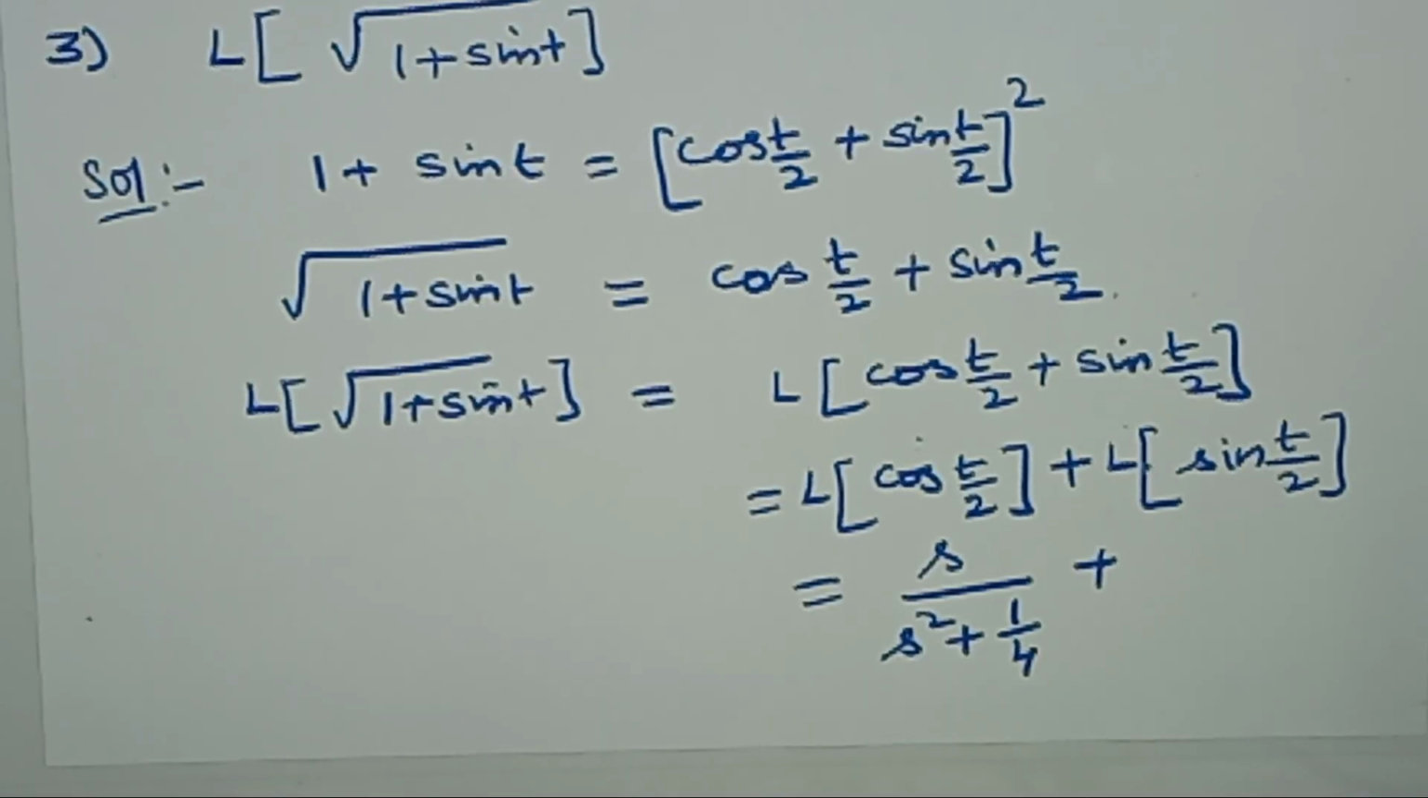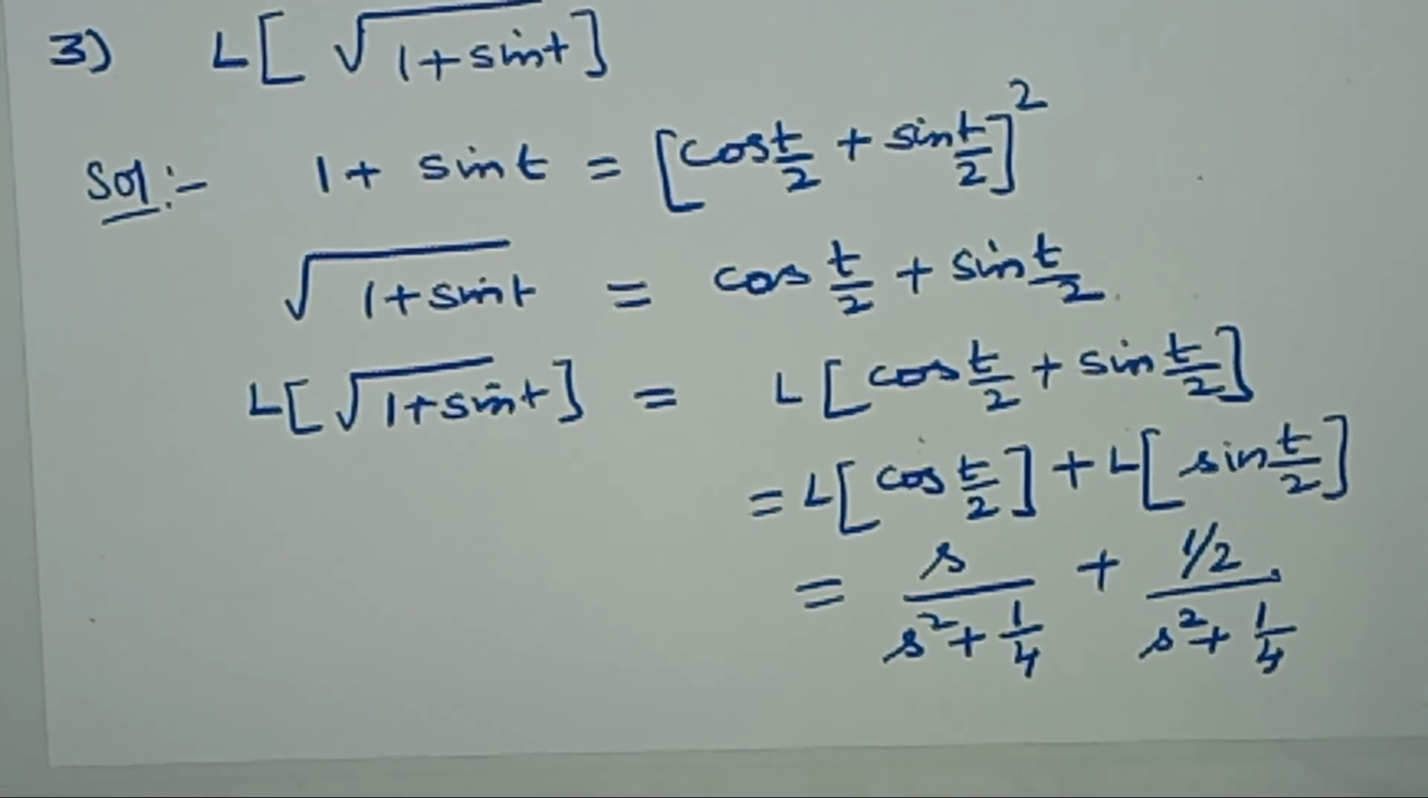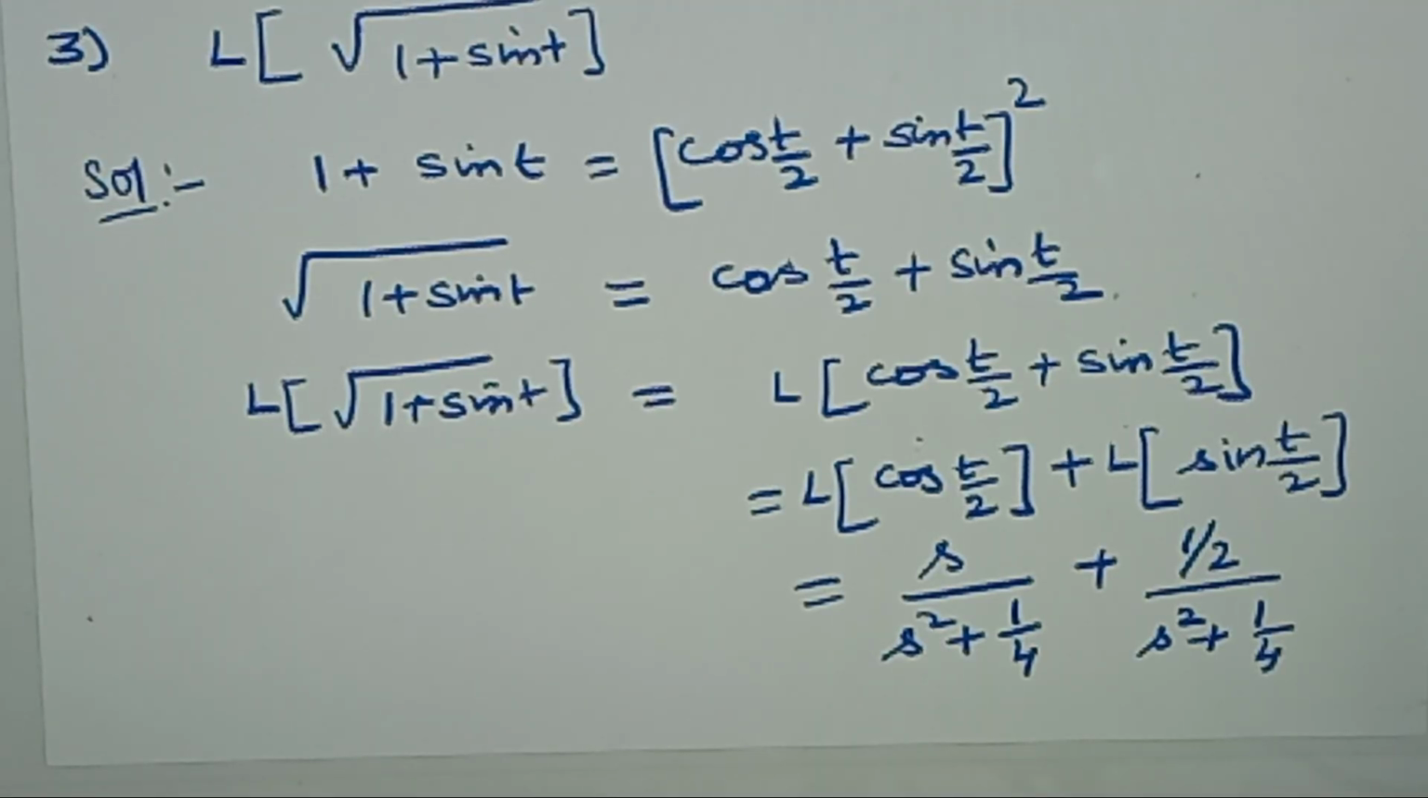Similarly, what is the formula which we have studied for Laplace transform of sin at? It is nothing but a upon s square plus a square. What is the value of a, students? A is nothing but 1 by 2. Therefore, the answer will be 1 by 2 upon s square plus a square, where a square is nothing but 1 by 4. This is supposed to be an important sum. All of you should understand the formula. How is 1 plus sin t written? When you expand (cos t/2 + sin t/2) the whole square, 1 plus sin t will be your answer.